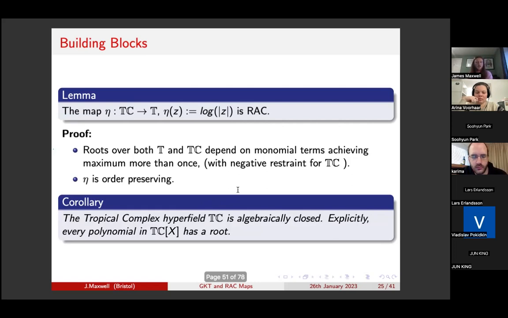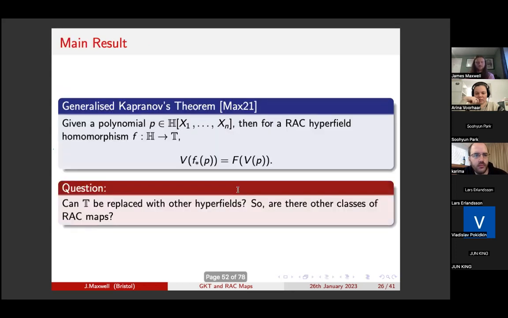Okay, yeah, so a nice corollary of this is that the tropical complex hyperfield TC is algebraically closed. In this sense, there's been some nice work to understand that the tropical semi-ring is algebraically closed, and in a similar sense, the tropical hyperfield is algebraically closed: every univariate polynomial has exactly the number of roots counting multiplicity as the degree of the polynomial. This is not quite the case for TC, but this lifting property using RAC is analogous to saying that TC is algebraically closed in the sense that every univariate polynomial has at least one root.